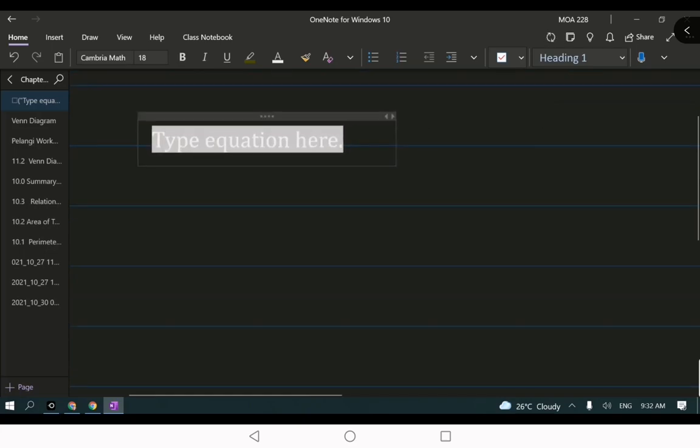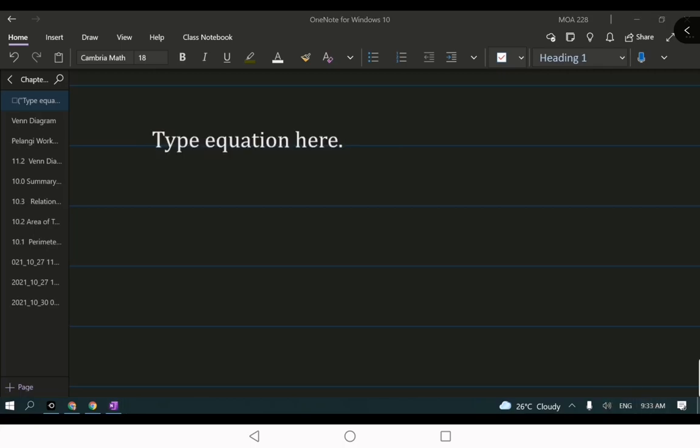So what is a Venn diagram? I need to give you one example, from somewhere. I'll give you one example from here. Subset. Okay, universal set. First, you need to know what is a universal set here.